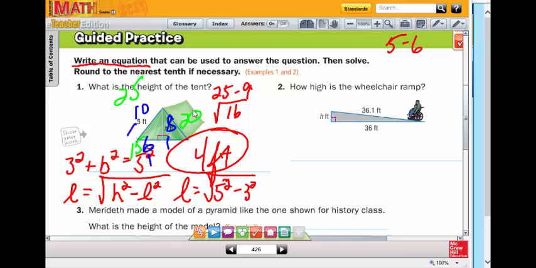You should recognize these examples of 3, 4, 5 right triangles. They're in the ratio of 3, 4, 5. One leg is 3, one leg is 4, and the hypotenuse is 5.